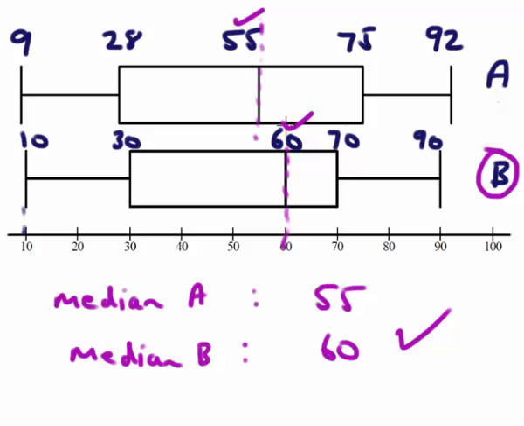You could obviously go and get the average as well. If you had all the scores, you can do it for A, not so much for B. But if you could, you can compare averages as well.